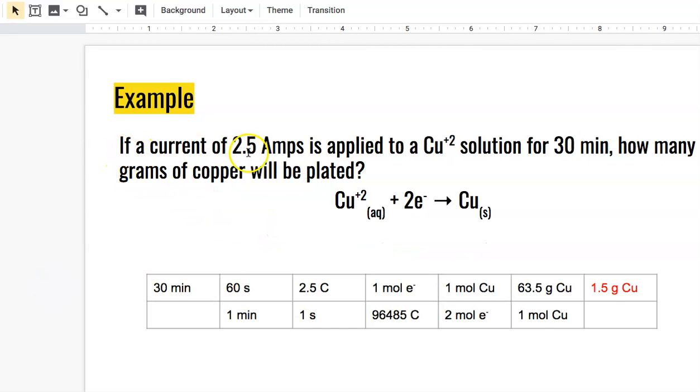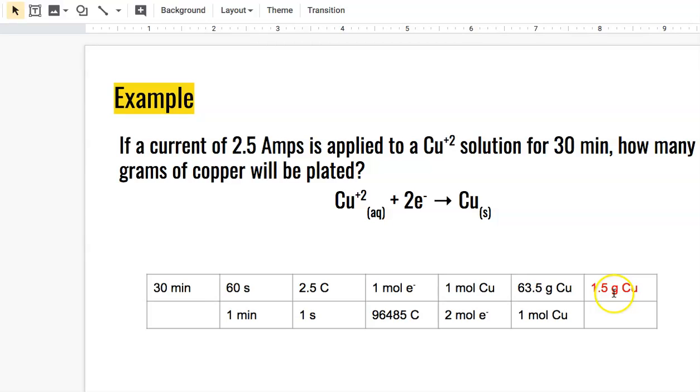So instead, we have 2.5 amps and 30 minutes, but it's still copper 2+ plus 2 electrons makes copper. So most of the setup is the same. The only real changes here are the time, the current, and the molar mass of copper. We still go minutes to seconds, seconds to charge, charge to electrons, electrons to moles of copper to grams, and get 1.5 grams of copper.